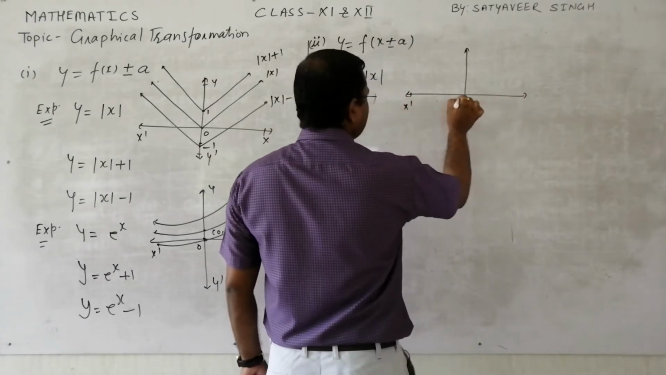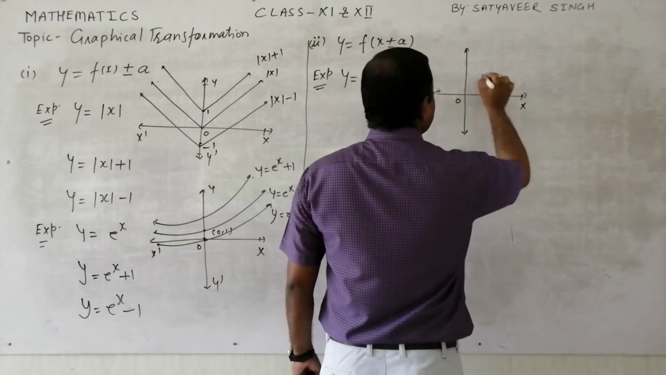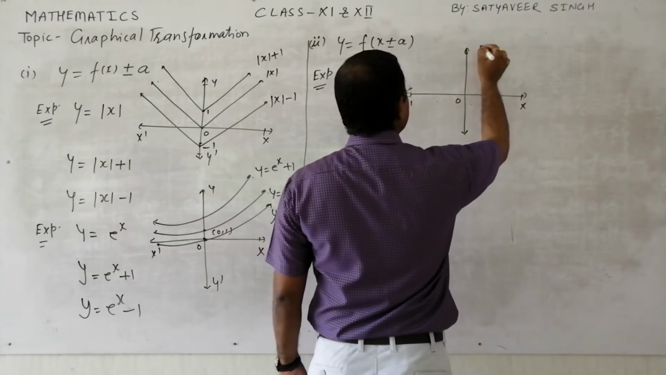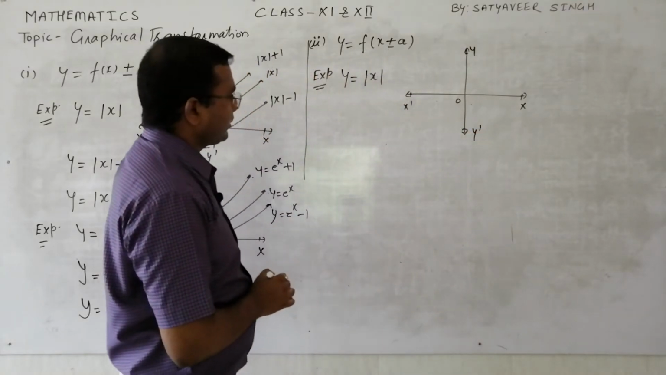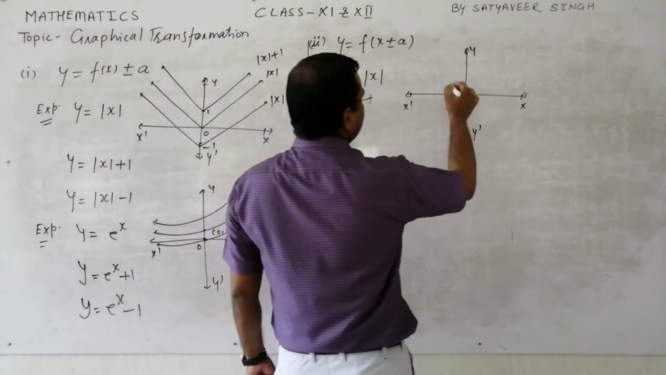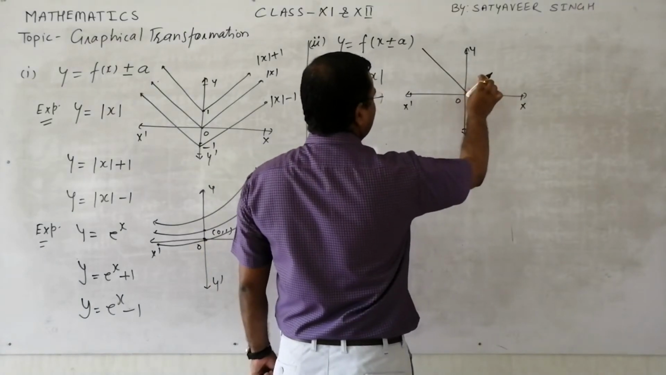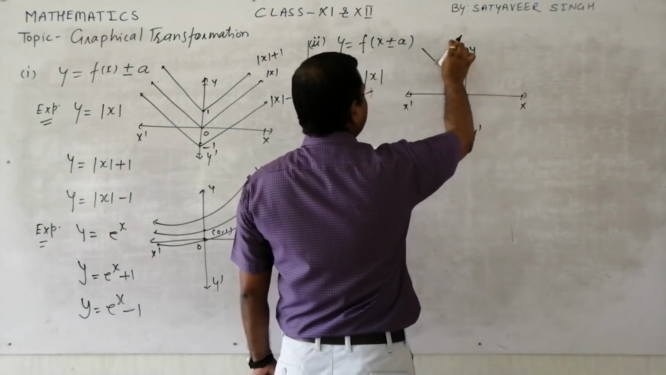In very simple terms, I am just trying to explain this so that you will not have any confusion further. If you see the graph of this, the vertex will be at the origin.